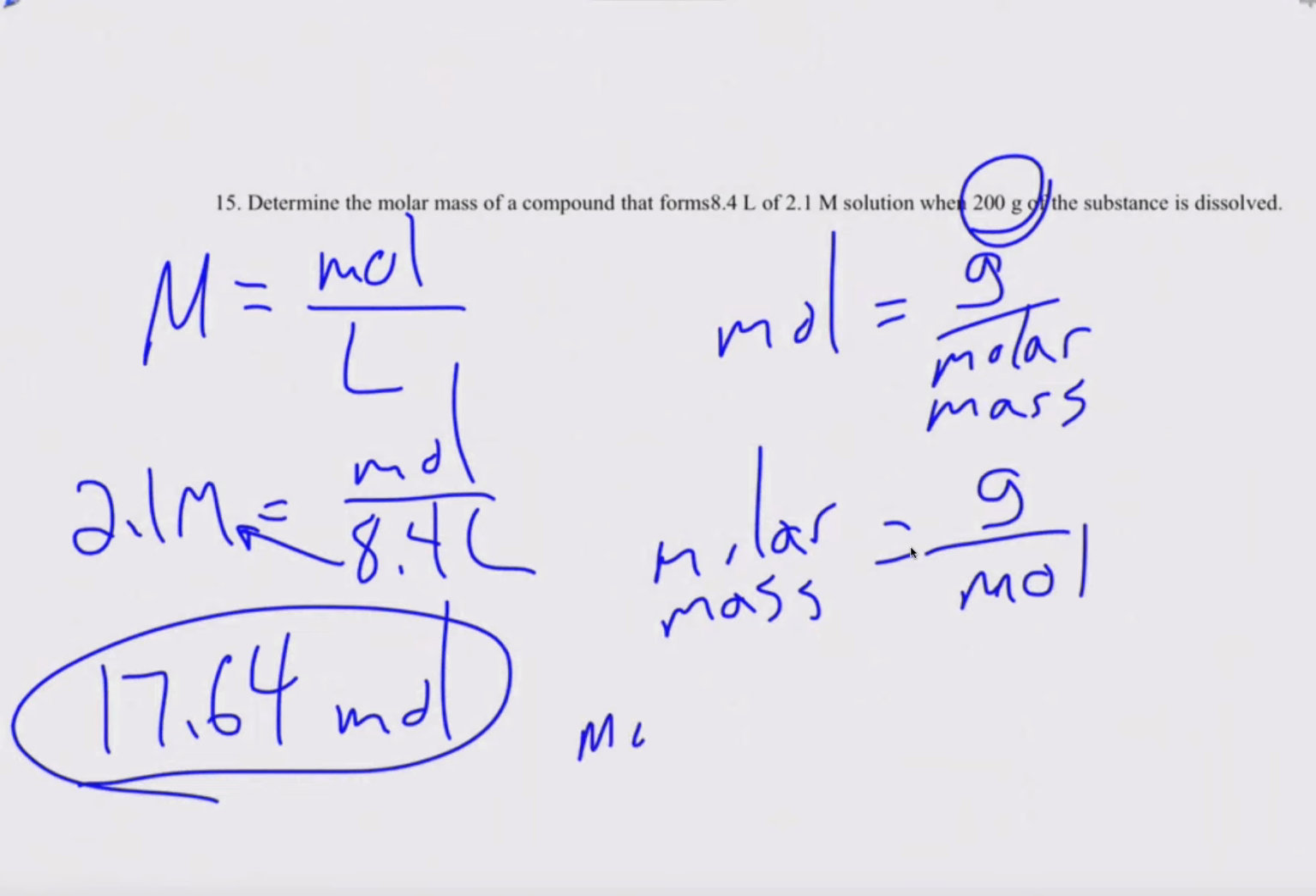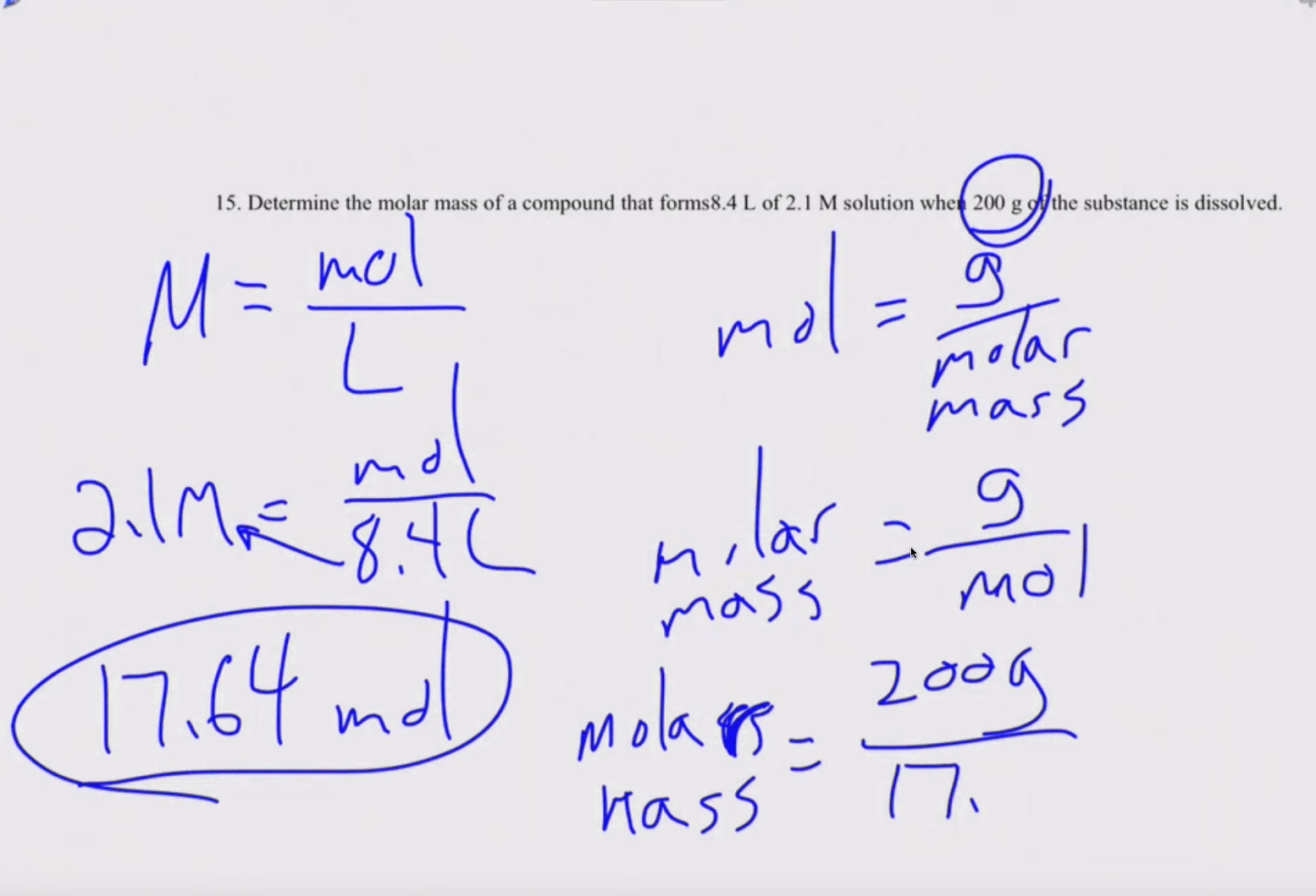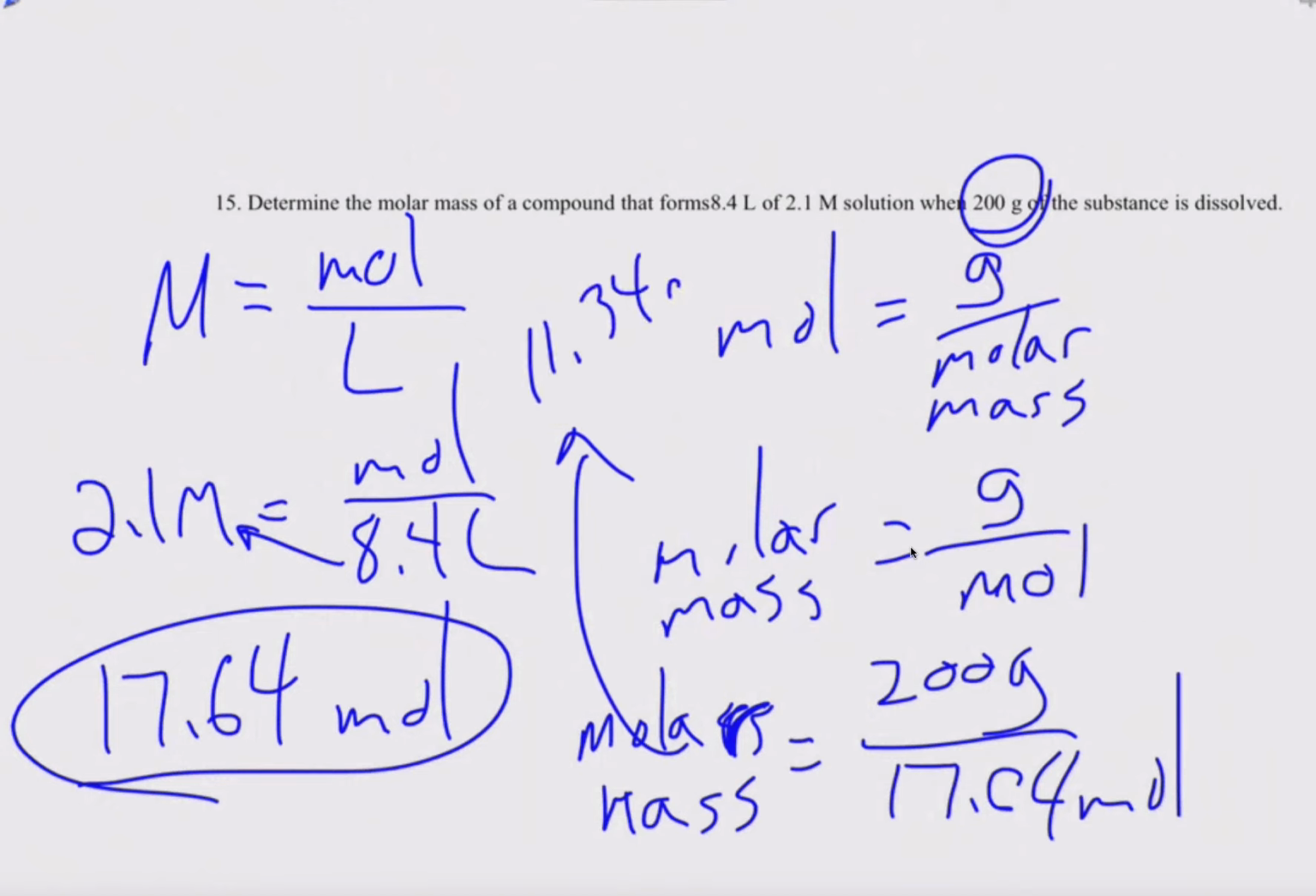So the molar mass is 200 grams divided by 17.64 moles. And when you do that out, you find that the molar mass is 11.34 grams.